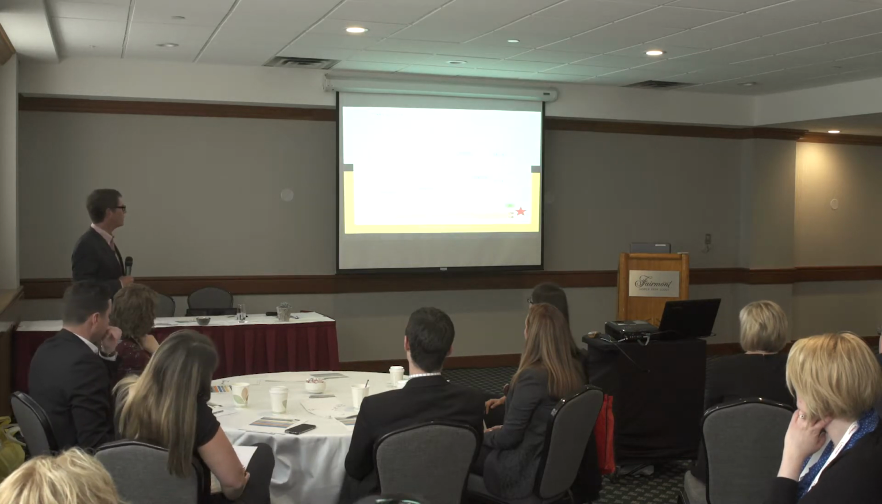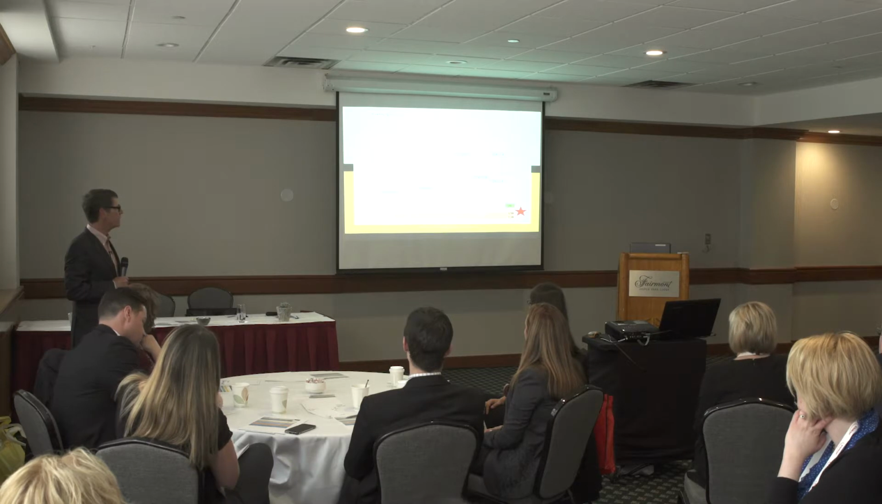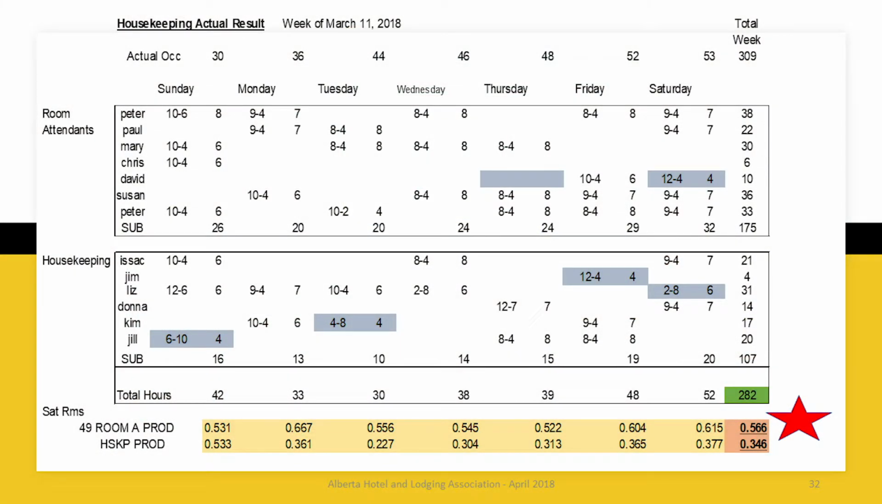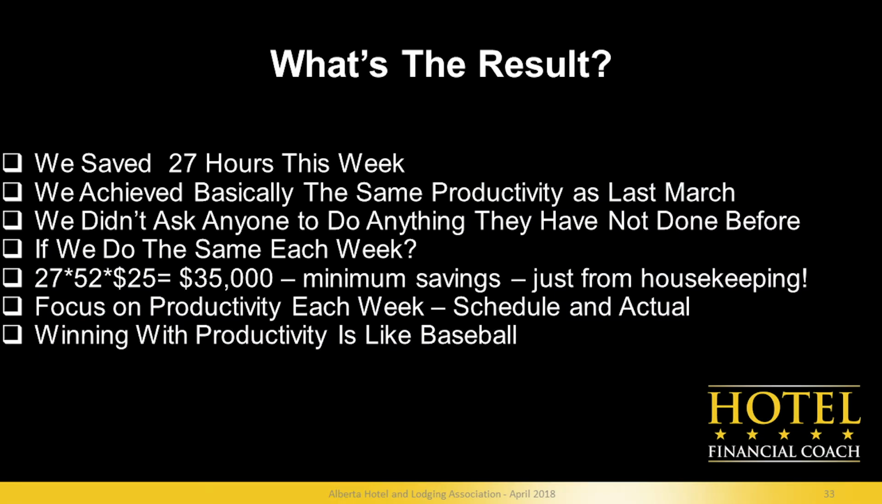So what she comes back with, after the full 7 days, is a schedule where she's actually dropped one whole shift and modified 5 other shifts to equal 0.566 and 0.346. So again, she's now pretty close to what the productivity was for housekeeping, and she actually beat the room attendant productivity. And guess what? That amounted to us saving 27 hours this week.